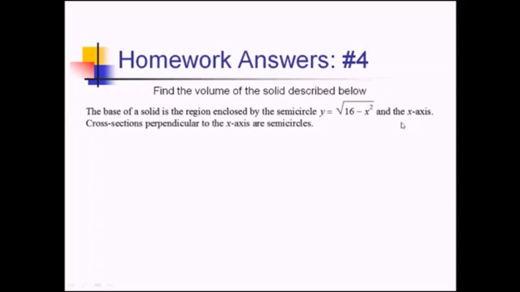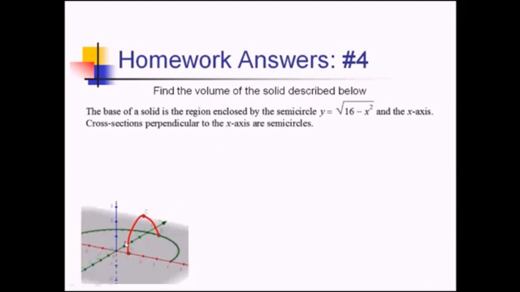On this problem, we're told the base of a solid is the region enclosed by this semicircle here and the x-axis. Cross sections are semicircles. So here's a picture of what's going on. We have a base, the area that's a semicircle, but we also have cross sections that are semicircles. So somebody really likes semicircles, whoever made this problem.